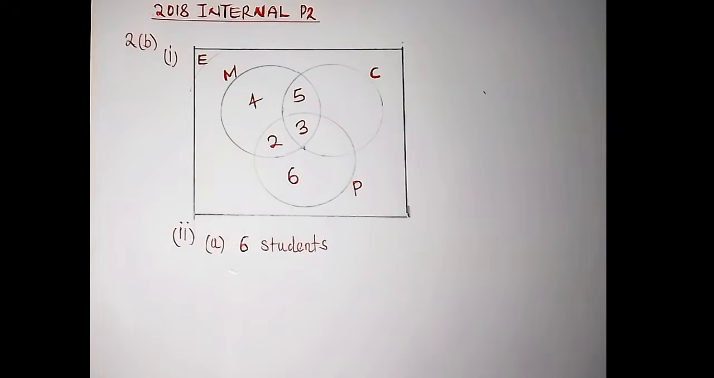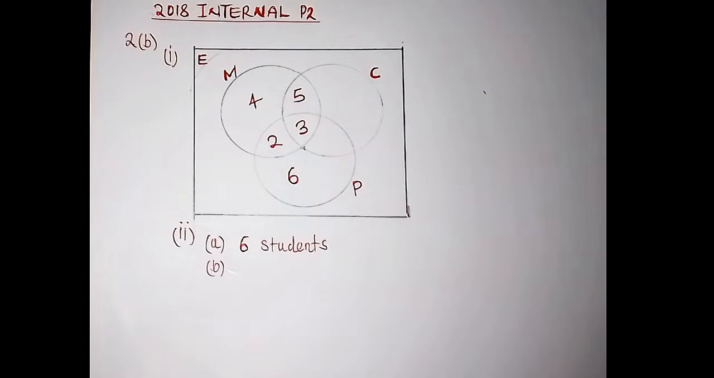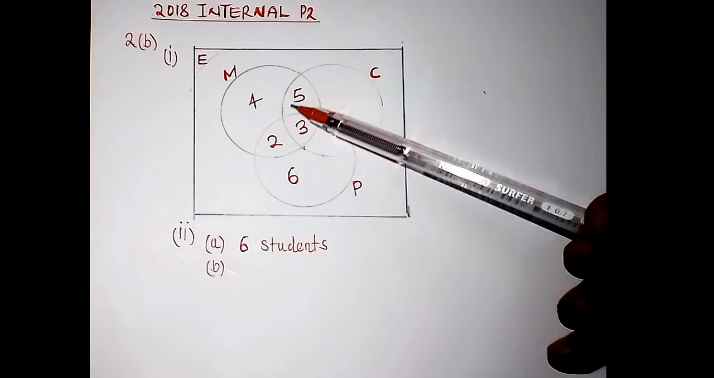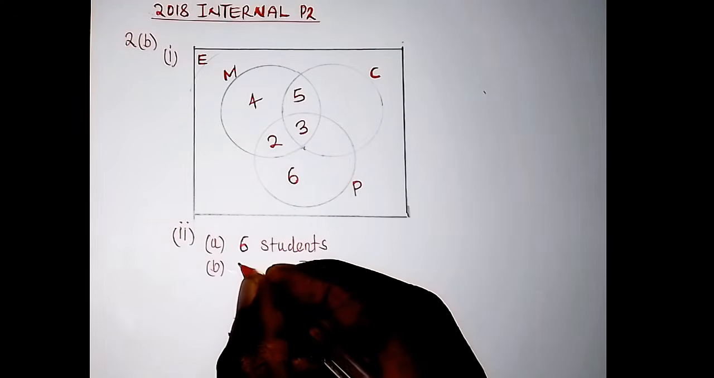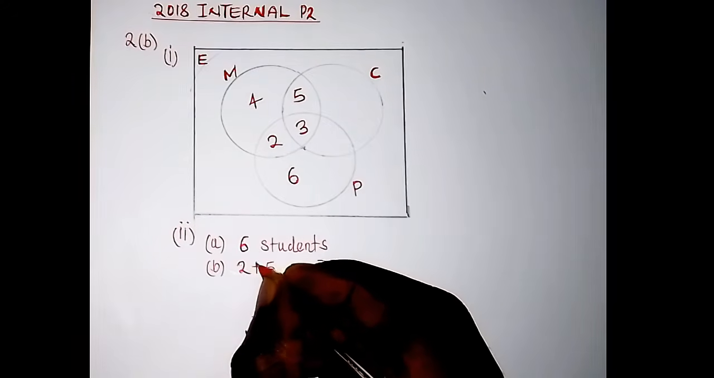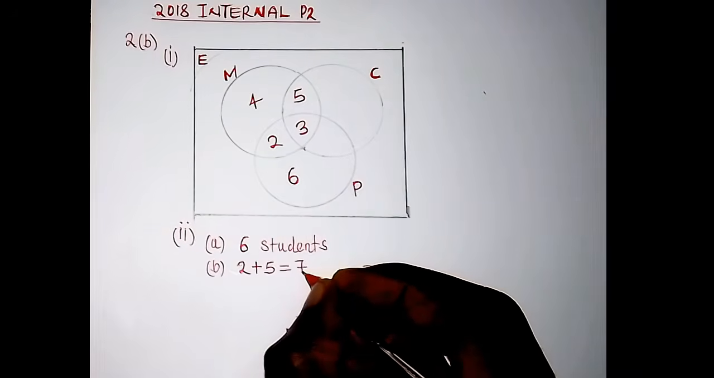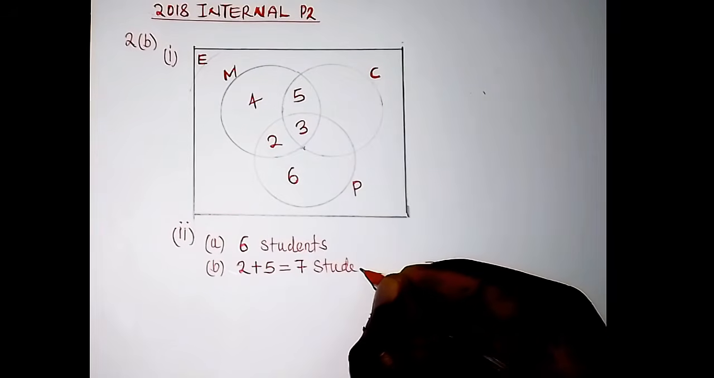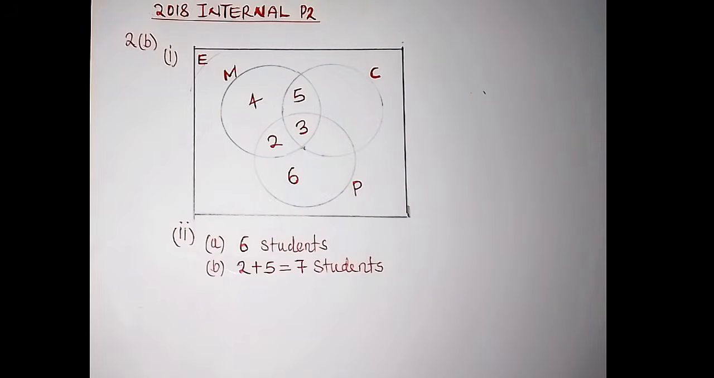So we go to B. B, 2 subjects only. So for 2 subjects only, we have to pick on 5 and 2. These 2 numbers are in the intersection of the 2 sets. So meaning 2 plus 5, that just gives us a 7. And this 7 is the number of students who are studying 2 subjects only.